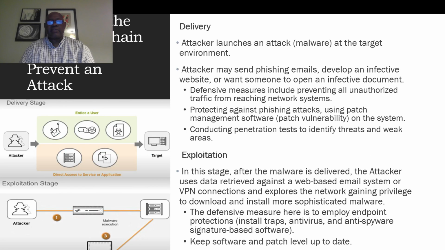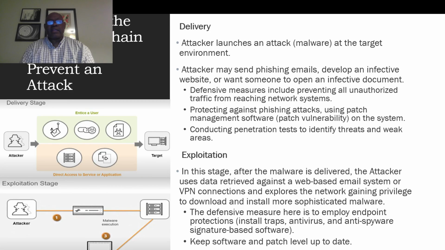The next stage is delivery. The attacker launches an attack, malware, at the target environment. The attacker may send phishing emails, develop an infected website, or want someone to open an infected document. The defensive measures here include preventing all unauthorized traffic from reaching the network system, protecting against phishing attacks by using patch management software on the system, and conducting penetration tests to identify threats and weak areas.